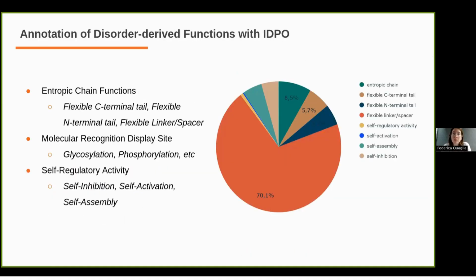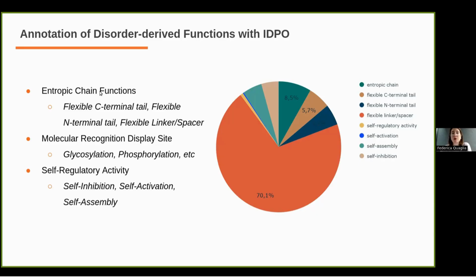Other functions related to IDPs are functions that only pertain to intrinsically disordered proteins and regions. These functions include, let's say, 3 main classes: entropic chain functions, molecular recognition display sites, self-regulatory activity. You're going to find these 3 classes of functions, as well as their child terms, available for annotation in DisProt. This is also the distribution of how these terms are currently annotated in the resource.